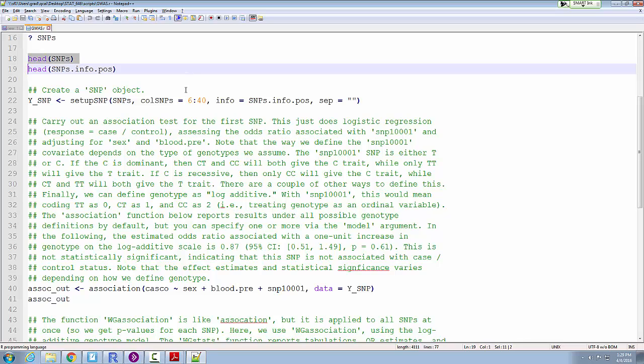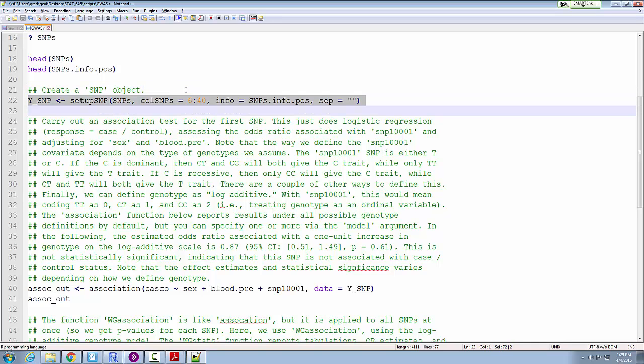Let's set up the SNPs, and then run the association function, look at its output, and then we'll close for the day. This is the first thing I need to do. I give it the SNPs data object and tell it which columns are the actual SNPs. The first column is an ID variable, the second is case control status, and so on. The actual SNPs are in columns 6 through 40. I give it the info variable.